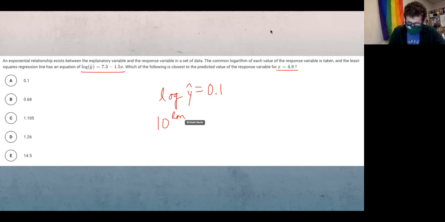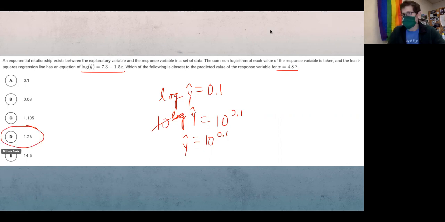So the log and 10 cancel each other out. So Y hat equals 10 raised to the 0.1 power, which is 1.26. D is the correct answer. That was the most common one that was answered. So that's good.